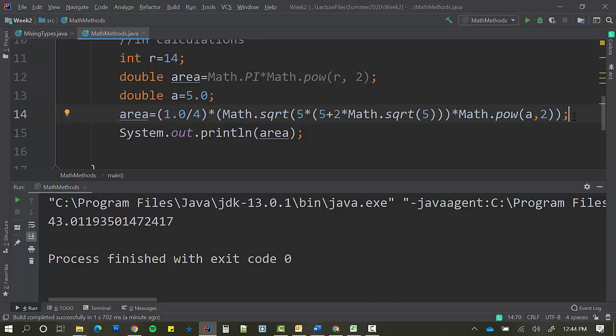You're going to have to use these math methods in calculations in this week's assignment because you're going to be finding the distance between 2 points in a coordinate plane. That's going to require you to use Math.pow and Math.sqrt to do that operation.